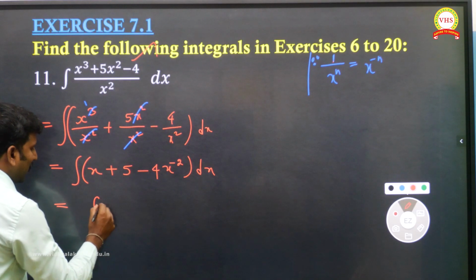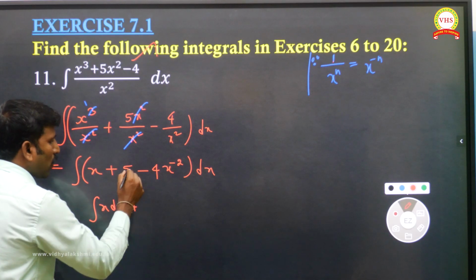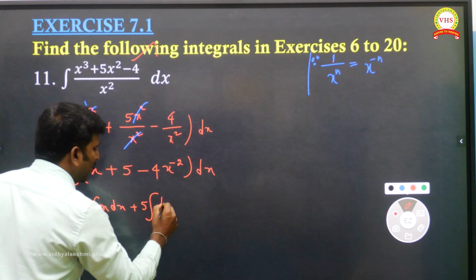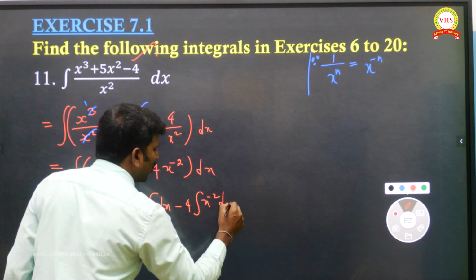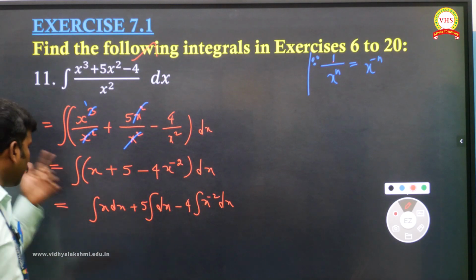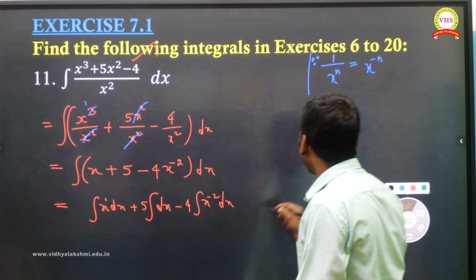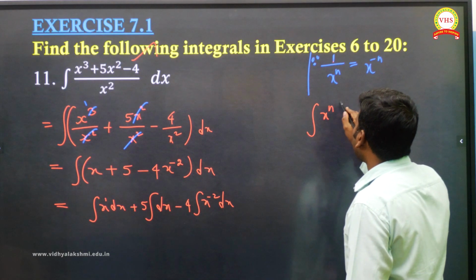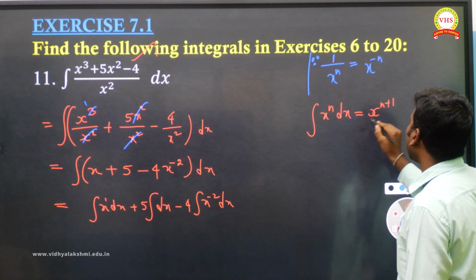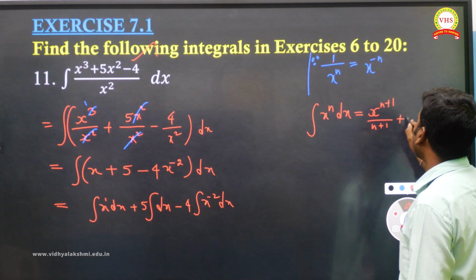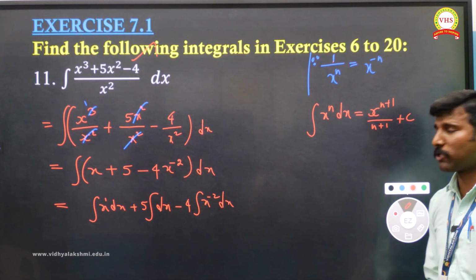Then what I'm getting is integral x into dx. This is constant 5, let it be outside, into dx. And this is also constant 4, integral x power minus 2 into dx, overall. What formula? This is like x power 1. Integral x power n into dx is equal to x power n plus 1 divided by n plus 1, plus c. This formula you can use.